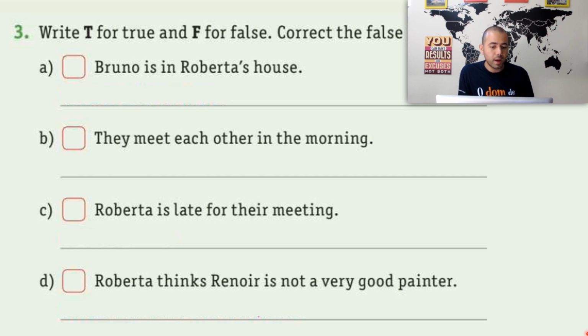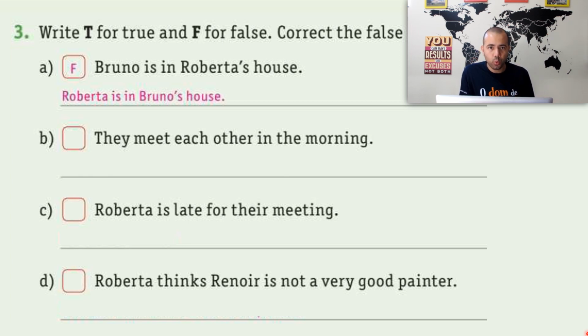Bruno is in Roberta's house. True or false? It's false. Roberta is in Bruno's house. So if you want to, you can correct the sentence, okay? You can do just like I did here. They meet each other in the morning. Is it in the morning? Is it in the afternoon or in the evening? Or even at night? What's your opinion here?